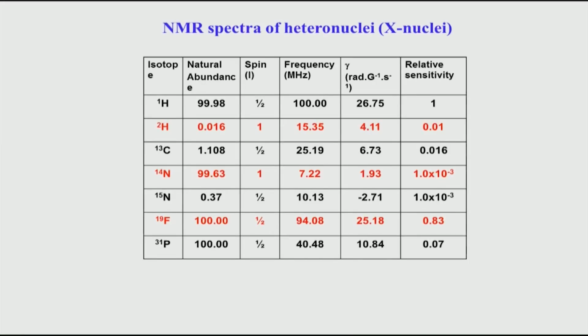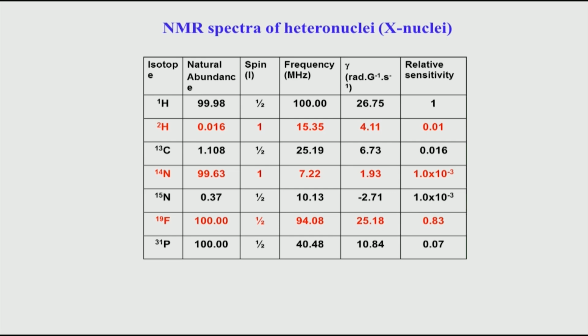In those, both the axes were hydrogens, protons and protons. Now, we will move on to the case where one of the axes is carbon, that means we are going to look at the correlation between a carbon and a proton. That is why it is called 2D heteronuclear NMR. Heteronucleus means two different nuclei. So, let us see why heteronuclear experiments are required.